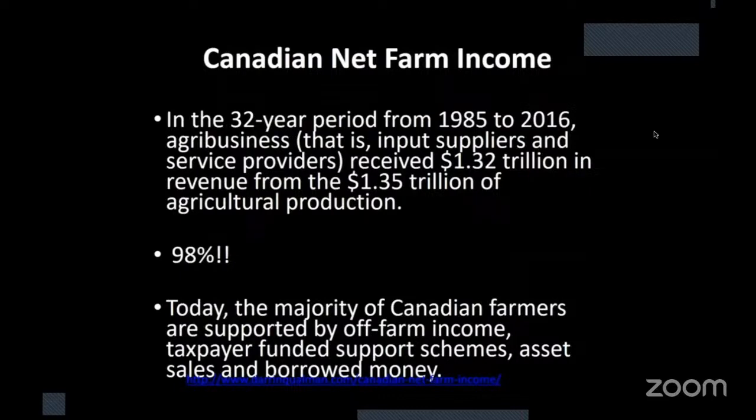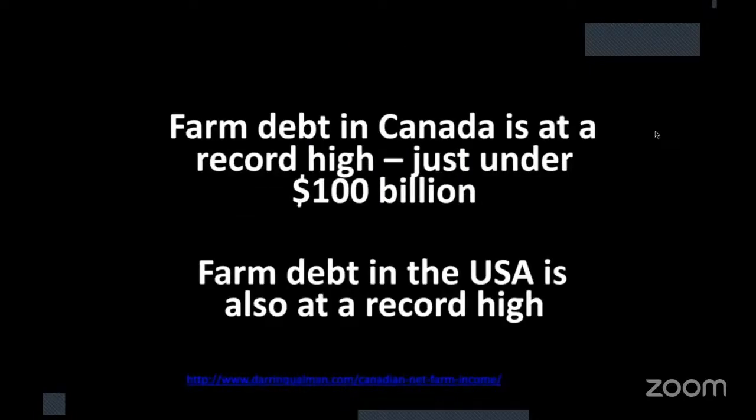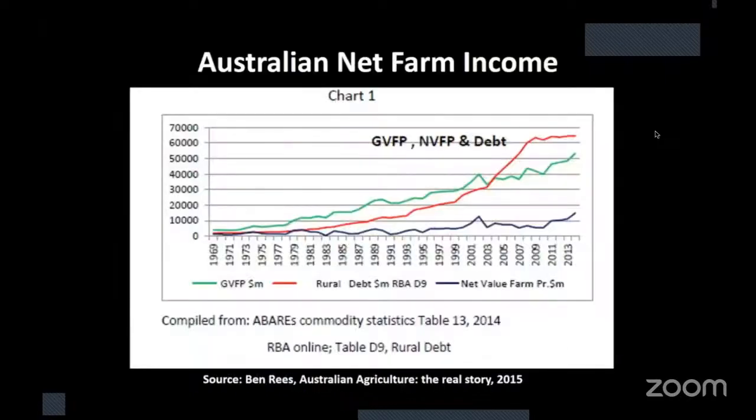And today the majority of Canadian farmers are supported by off-farm income, taxpayer-funded support schemes, asset sales and borrowed money. Does that sound familiar? Farm debt in Canada is at a record high, just under $100 billion, and farm debt in the USA is also at a record high. And we down under in Australia can't point the finger at what you guys are doing up here, because we have exactly the same trend happening in Australia. So that figure there, the green line is our revenue, or the gross value of farm production, and the red line is debt. So debt is overtaking our farm production.